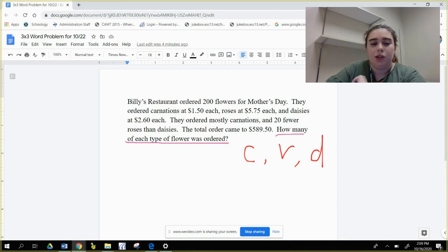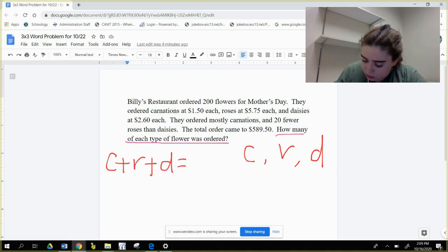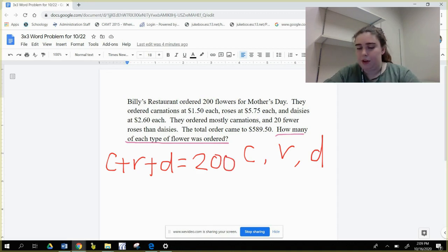The first thing I would suggest looking at is, do they give you a total for how many of all the flowers they ordered? In the very first sentence, it says they ordered 200 flowers. Although we don't know how many of each flower they ordered, we do know that in total they had 200. So our first equation can be carnations plus roses plus daisies equals 200. We write that as C plus R plus D equals 200. That is our very first equation. We have 1 down, we need 2 to go.